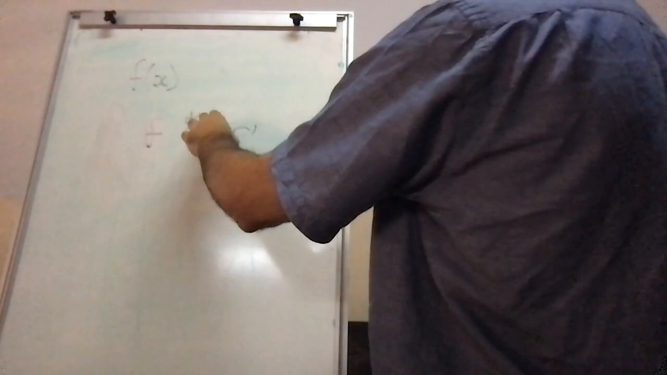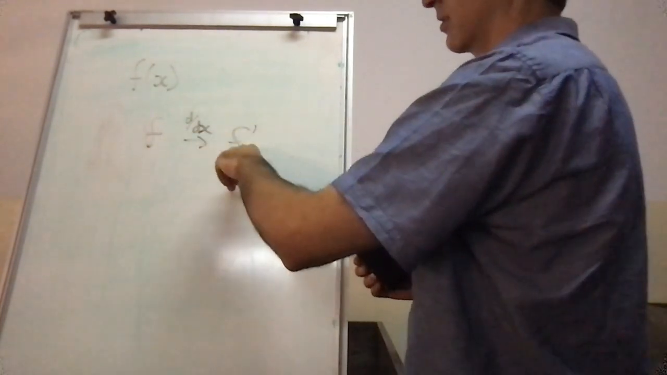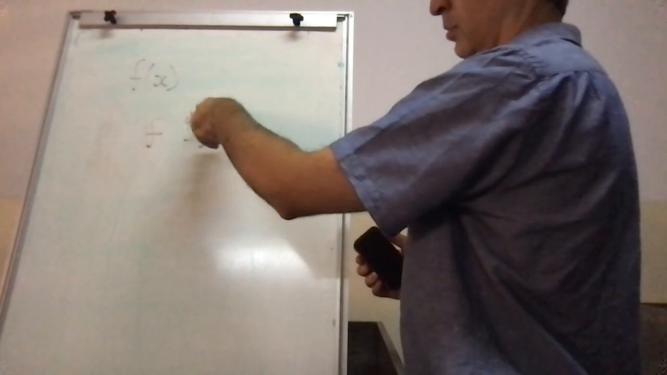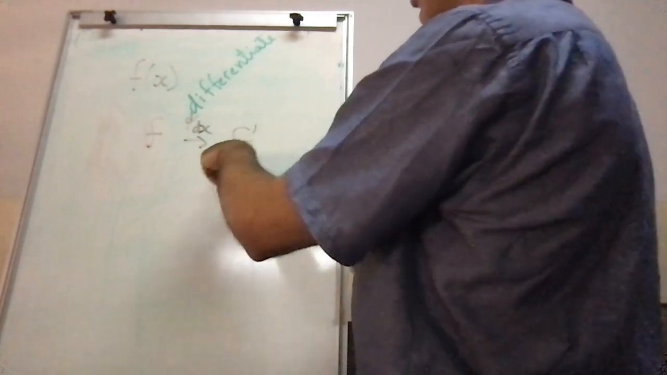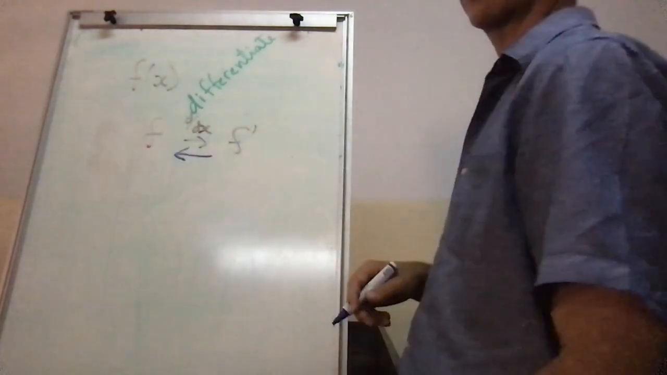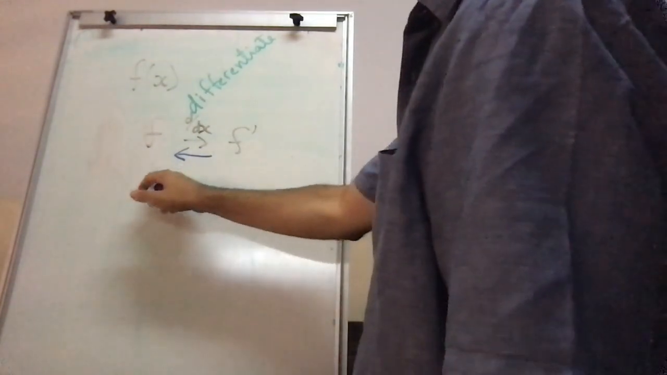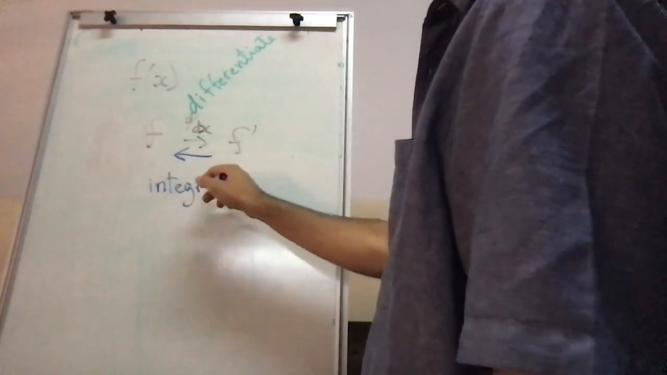If I gave you the function x squared, and I ask you to differentiate it, you would tell me that it's 2x. So this would become 2x. Now, if I gave you 2x, and I asked you to integrate 2x, what is the function which, when I differentiate it, gives me 2x? It's x squared. So going back this way is to integrate.